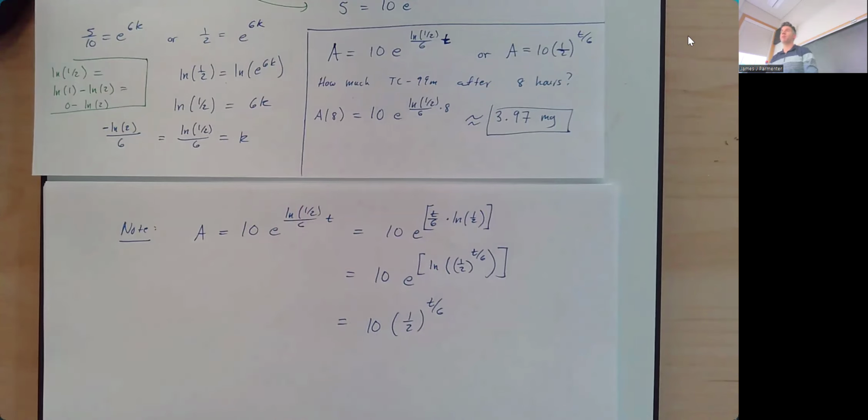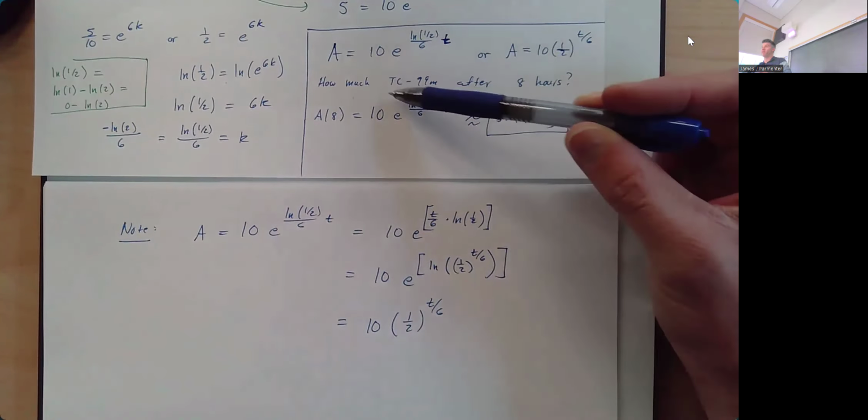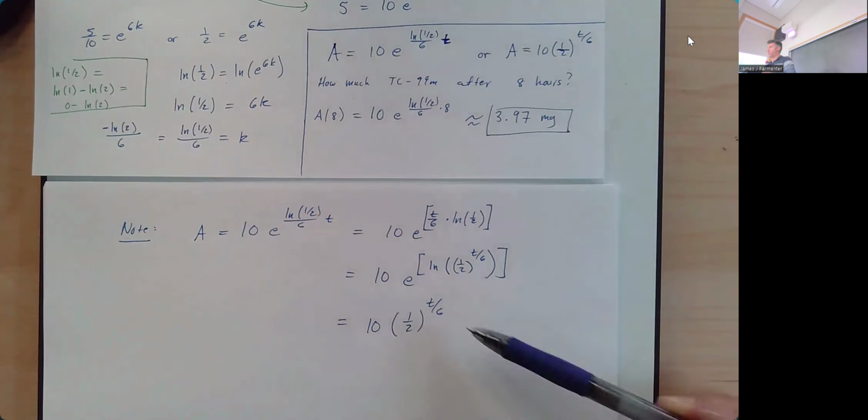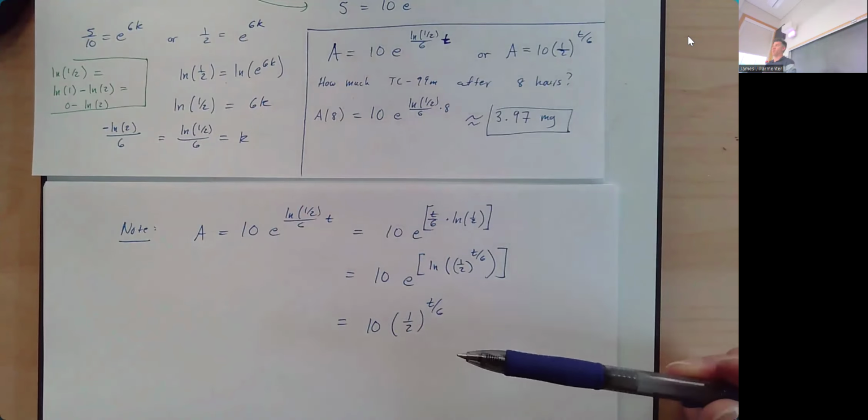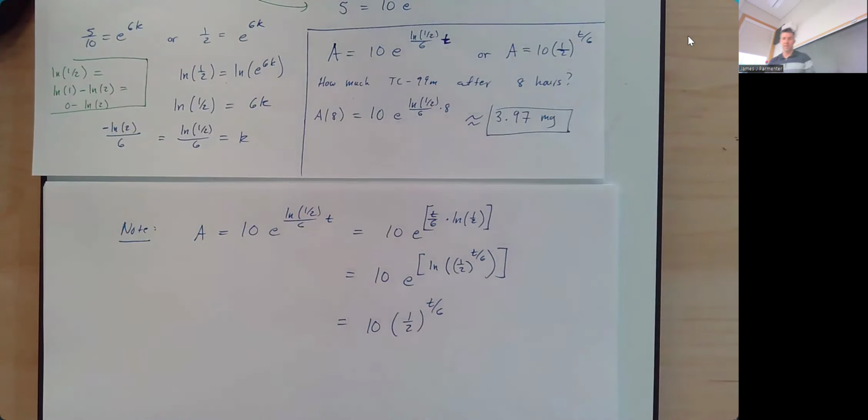So, but if you like something, if you like this better, that's also fine. I will say, for me, it's easier to take the derivative of this. Whereas taking the derivative of this, you have to remember to multiply by the natural log of your base. So, yeah.